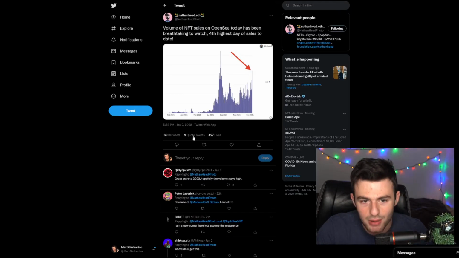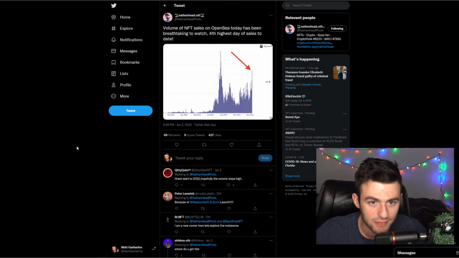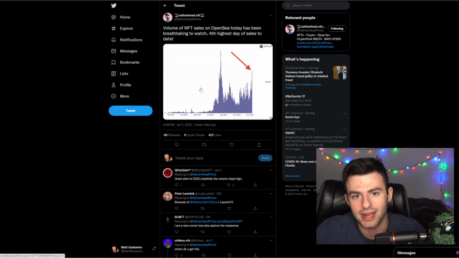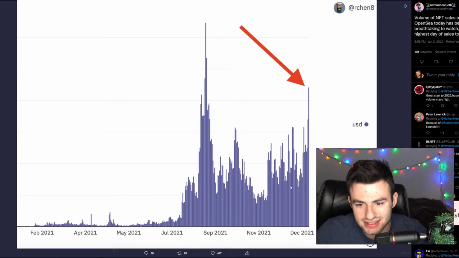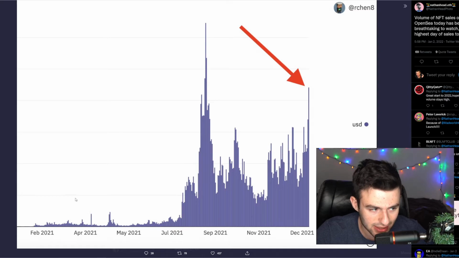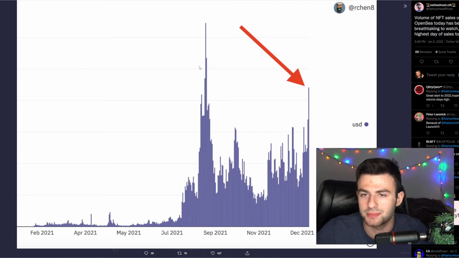Now, the final story I want to show you guys for today is actually the volume of NFT sales on OpenSea. So this, on January 2nd, is the fourth highest day of sales to date. Just to give you guys some perspective, this is literally insane compared to some previous months. The volume does start to grow in August, really peaking in September, but it's definitely getting closer to some of those peak September days.